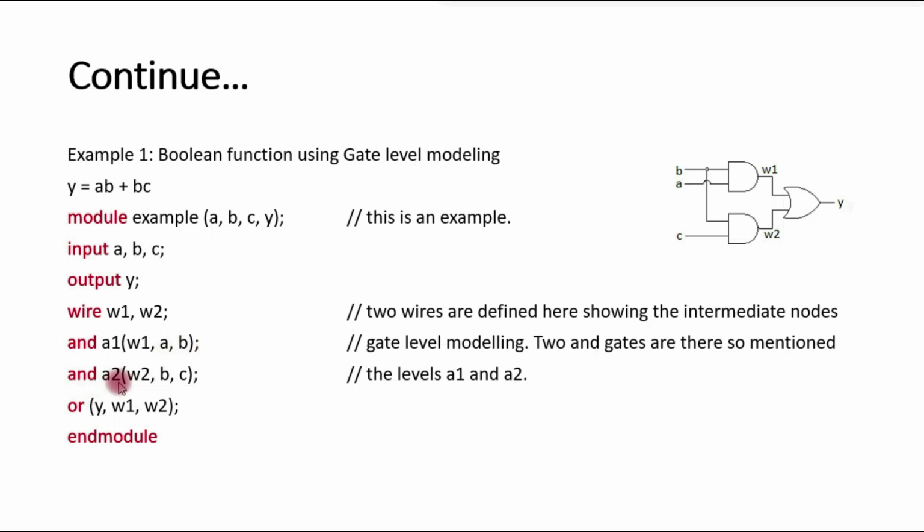Similarly for AND gate A2, the output is W2 and the inputs are B and C. And at last we are using an OR gate, and the output of the OR gate is the final output of this logic function, and this one is Y.